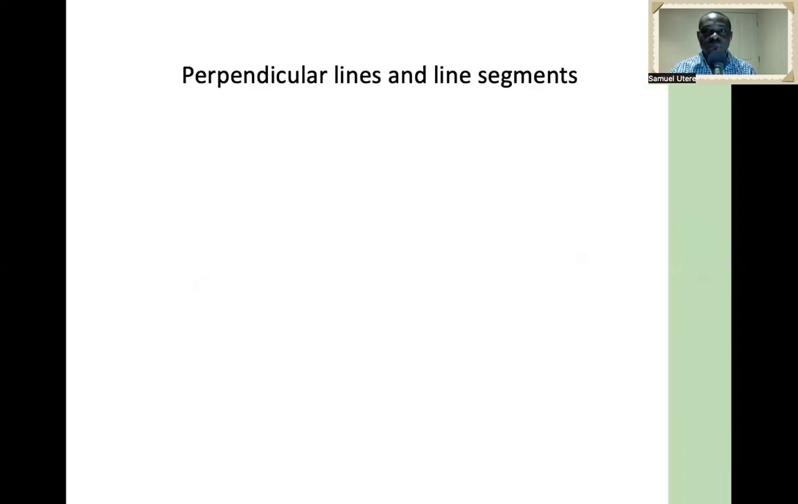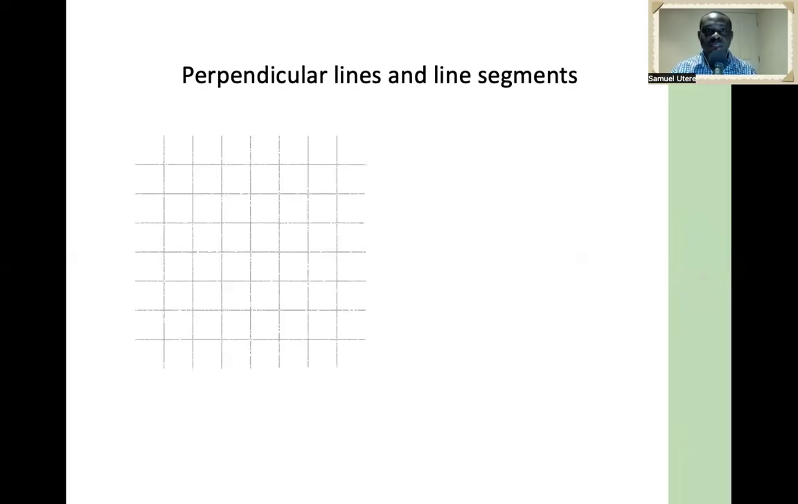Okay, let's do some new learning for this lesson. We're going to discuss perpendicular lines and line segments. Now, using a grid, we're going to demonstrate what perpendicular lines and line segments are. So if we use the grid and draw these lines, we have just created perpendicular lines. How do we know? We know this because for a grid, the lines are already perpendicular. But that is not the only way we can draw perpendicular lines.